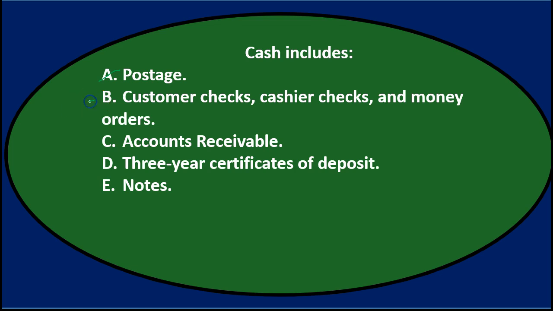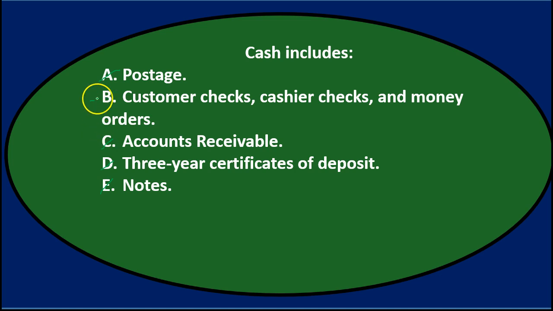That sounds pretty good. C says accounts receivable. Now, accounts receivable is going to be something that we hope to be converting to cash soon, but it's not cash yet. So I don't think that's it. D says 3-year certificate of deposit. A CD is going to be a form of investment, but if it's not due for 3 years, then it's not liquid. It's not even a cash equivalent, so that's not it. And E says notes, like a note payable. And once again, it's not cash. That's cash leaving, so it's not it.